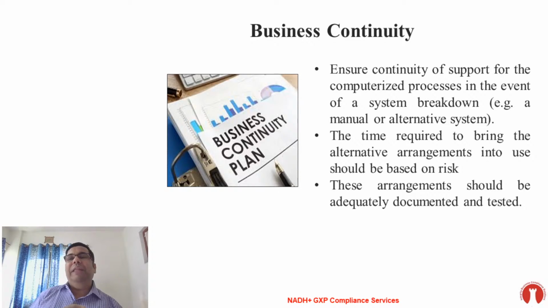Many people consider that business continuity means, suppose my computer system is not working, then what should I do? Prepare some manual operations and all. This is a part of business continuity only. Under business continuity, there is the disaster recovery plan, DRP. Many companies are lacking the disaster recovery plan. So business continuity means, in case of breakdown, what is the alternate system?